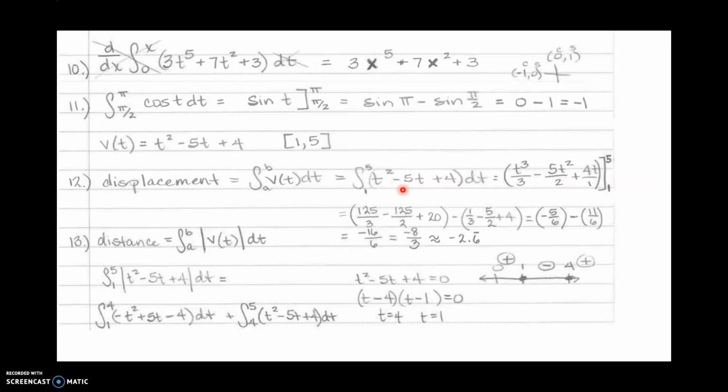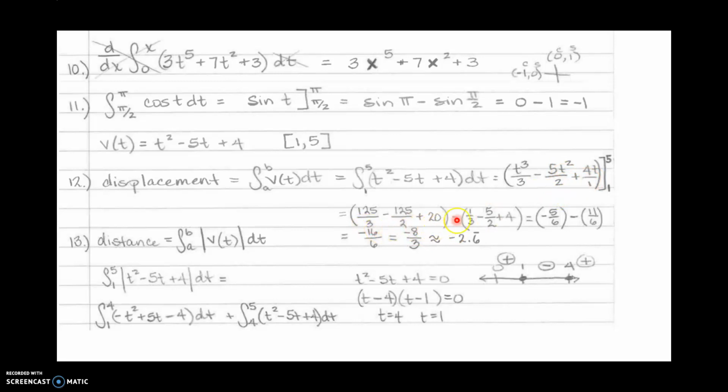So I'm going to go through and take the antiderivative. The antiderivative of t squared is going to be 1/3 t cubed. Antiderivative of negative 5t, I'm going to add 1 to that, so that'd be negative 5t squared and divide by that same number 2. And then antiderivative of 4 is just going to be 4t to the first over 1. Then I'm going to go back and plug in my values of 5 and 1. So 5 cubed is 125, so that'd be 125 over 3. 5 squared is 25 times 5 is 125, so 125 over 2. And 4 times 5 is 20, so that's where this came from.